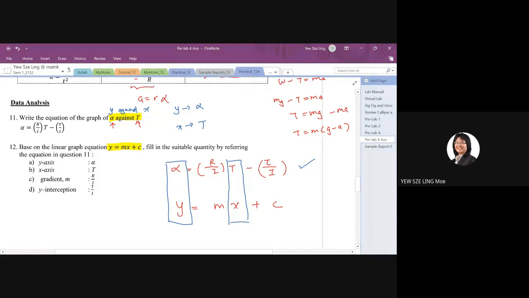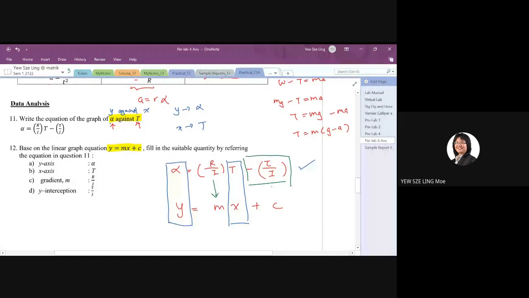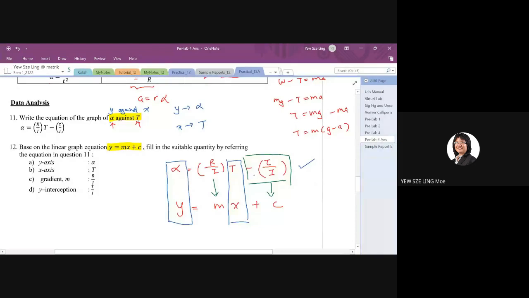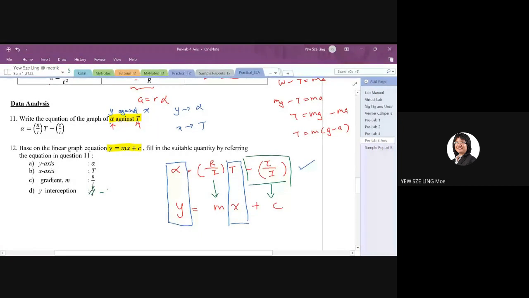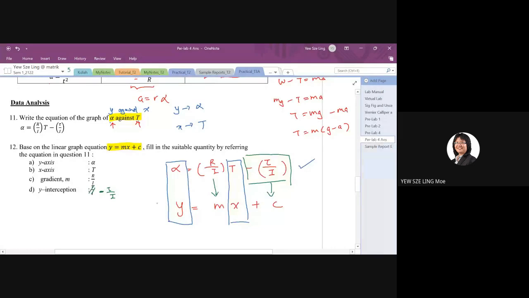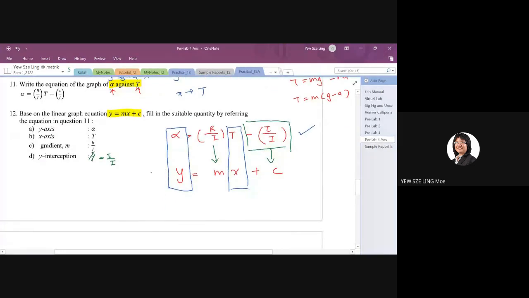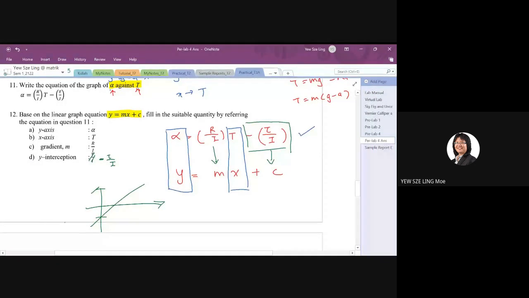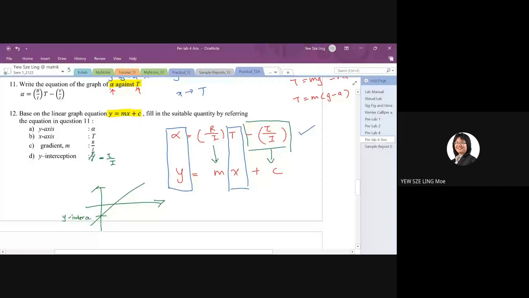Based on the comparison, we know that r over I is our m, and negative tau over I is our c. You need to include the negative sign. This equation has a slight mistake. It should be negative tau over I. That is our y-intercept, and it will be a negative value. So if you sketch a graph for this experiment, you should have a negative y-intercept. Based on the equation, this is a correct graph.